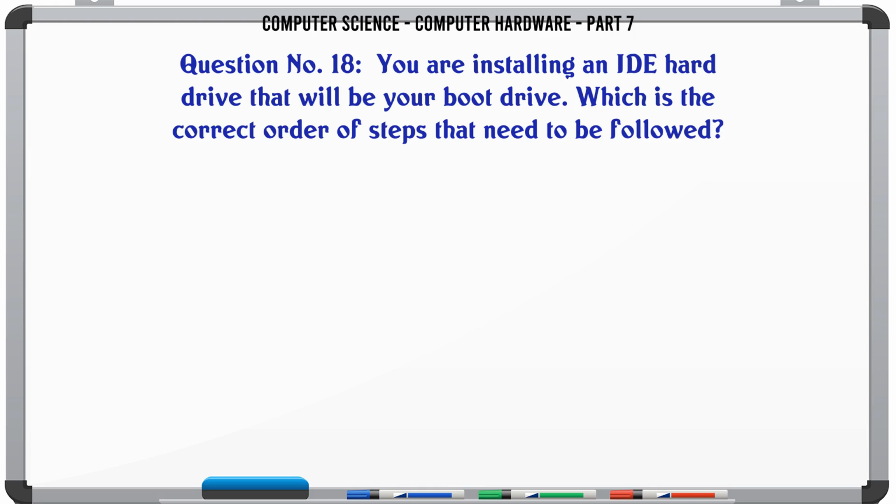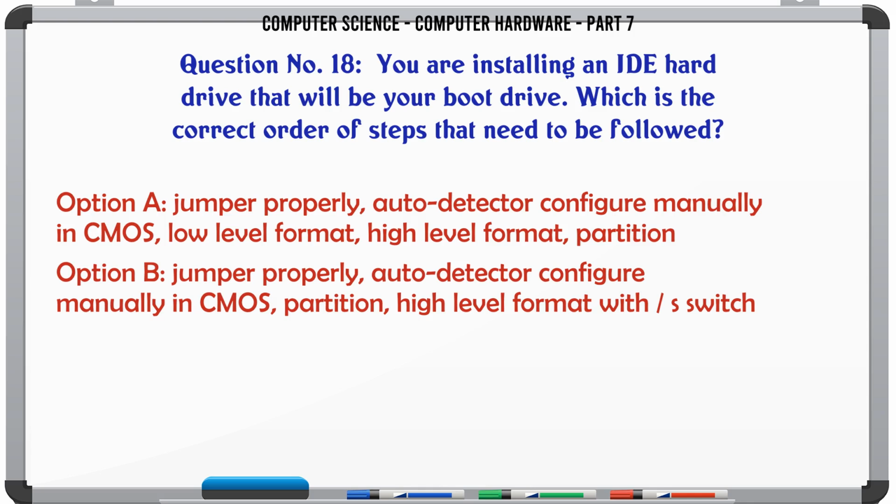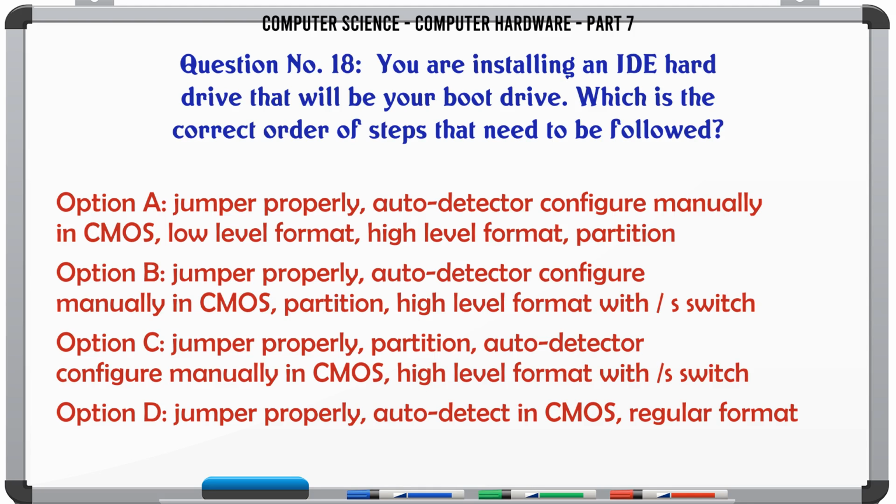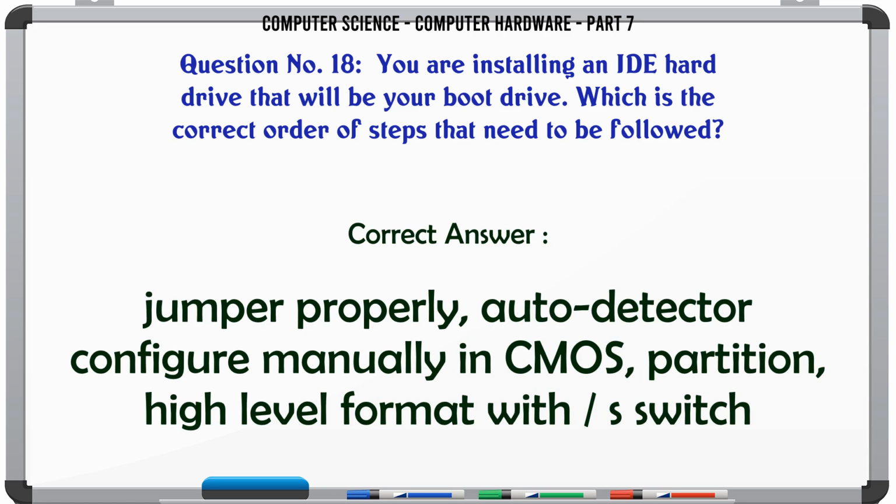You are installing an IDE hard drive that will be your boot drive. Which is the correct order of steps that need to be followed? A. Jumper properly, auto detect or configure manually in CMOS, low level format, high level format, partition. B. Jumper properly, auto detect or configure manually in CMOS, partition, high level format with S switch. C. Jumper properly, partition, auto detect or configure manually in CMOS, high level format with S switch. D. Jumper properly, auto detect in CMOS, regular format. The correct answer is jumper properly, auto detect or configure manually in CMOS, partition, high level format with S switch.